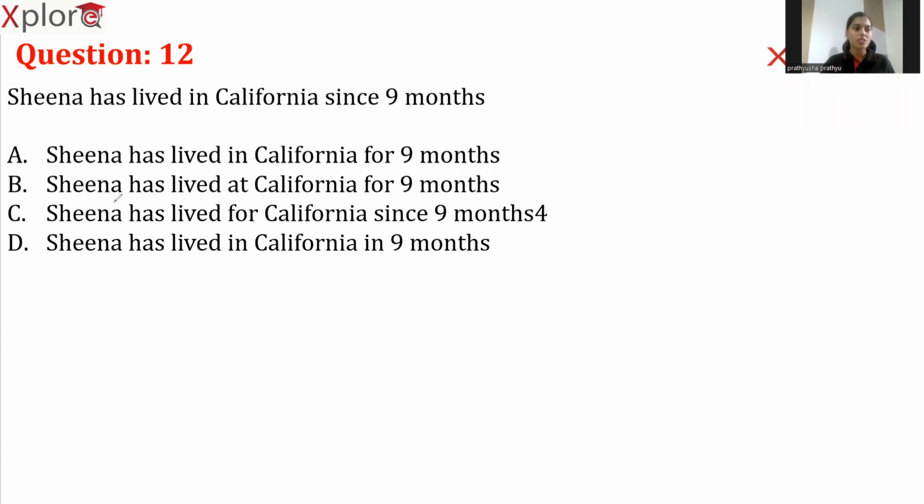However, we have two sentences which include the preposition "for", option A and option B. Now we need to eliminate option B because I live in India, I live in Hyderabad, or I live in Telangana, whatever the state it is. So we use the preposition "in" here, not "at". So based on that, eliminate option B. So Sheena has lived in California for 9 months. So option A is the right answer.